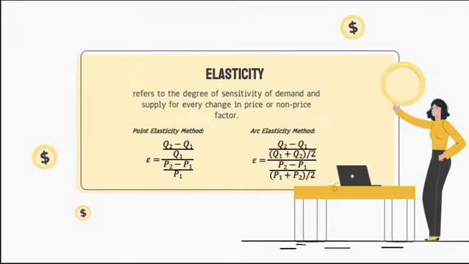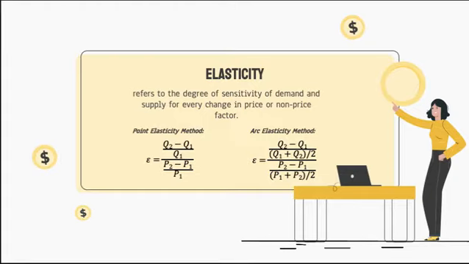So let us know what elasticity means. Elasticity is defined as the ratio of the percent change in one variable to the percent change in another variable. This refers to the degree of sensitivity of demand and supply for every change in price or non-price factor. It measures the responsiveness of the change in quantity demanded or quantity supplied for every change in its determinants.